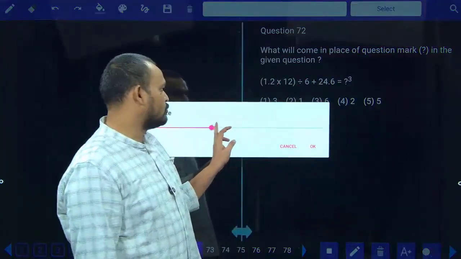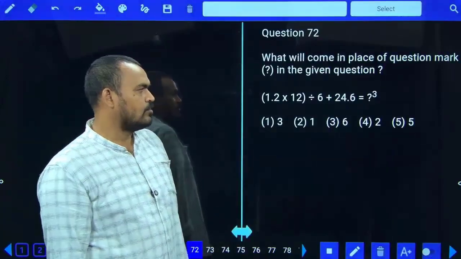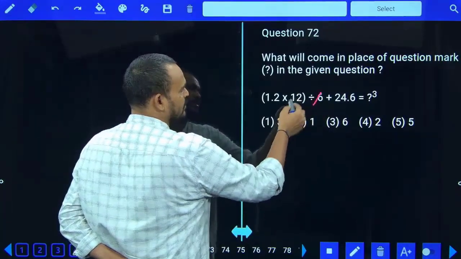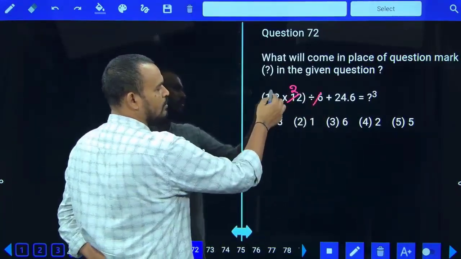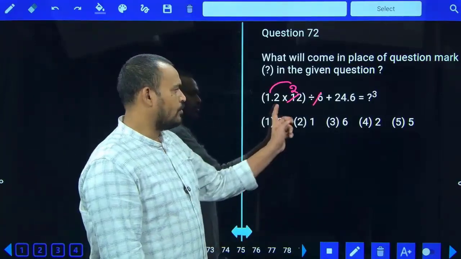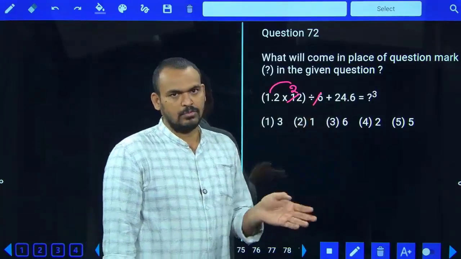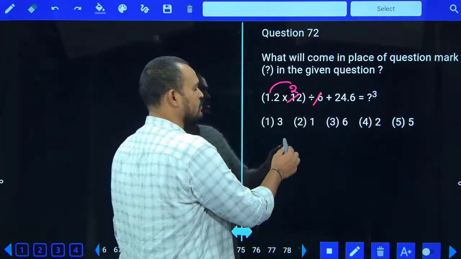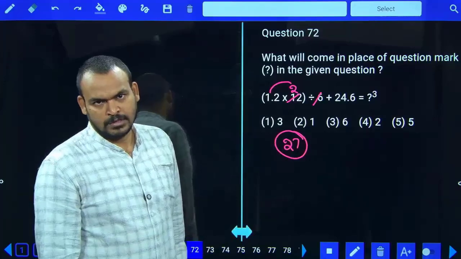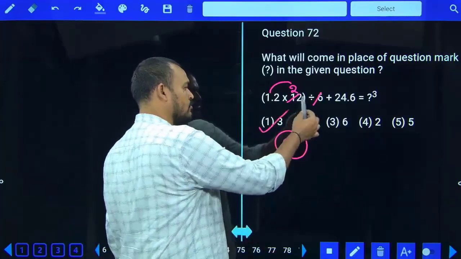Next question number 72. 1.2 multiplied by 12 divided by 6 plus 24.6 is equal to something cube. First of all, 6 how many times here? 2 times. 1.2 into 2, how much? 2.4. 2.4 plus 24.6 means it is 27. 27 is which one cube? 3 cube means question mark value 3.